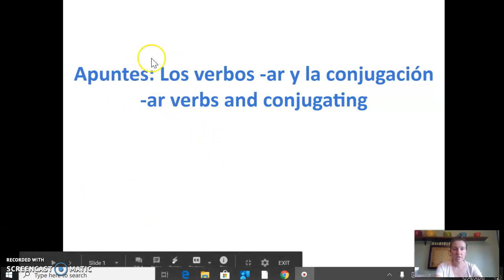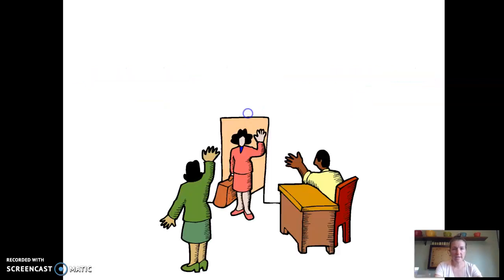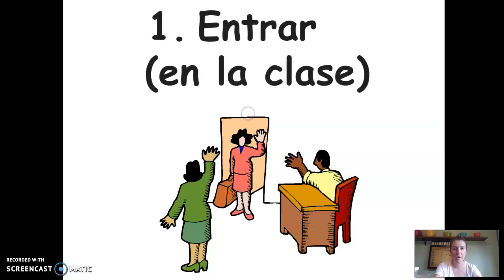So these notes, apuntes means notes, are on los verbos AR y la conjugación, which means AR verbs and conjugating. And so you might not even know what conjugating is right now, but it is something that we do in English. You just don't realize it. So what we're going to do first is go through the list of the verbs, and then we'll talk about conjugating in the next video. Okay? So entrar is to enter.